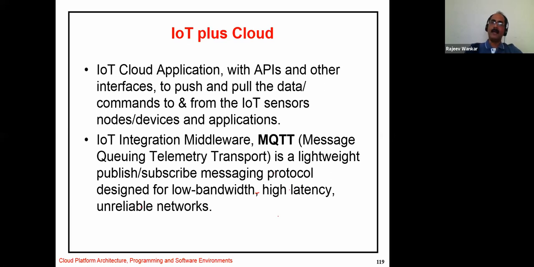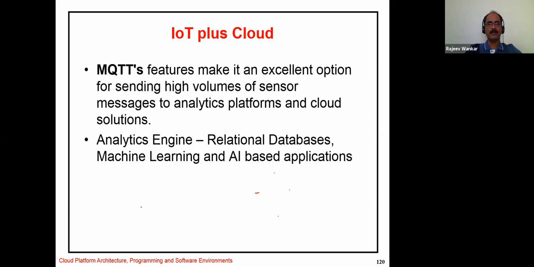IoT actually uses different kinds of protocols which run on top of TCP/IP. One example is MQTT, Message Queuing Telemetry Transport, which is a lightweight publish-subscribe messaging protocol, specially designed for low bandwidth, high latency, unreliable networks. With the publish-subscribe messaging model, the devices would be continuously sending data, and there would be middle servers subscribed to that data. They would continuously get it in the form of messages, and then it would be transported to the cloud for higher level analytics to be done here.